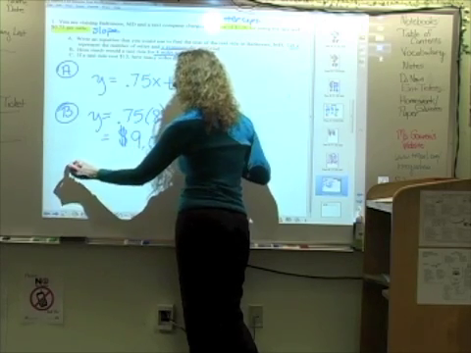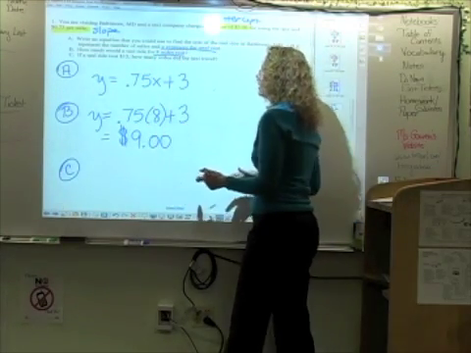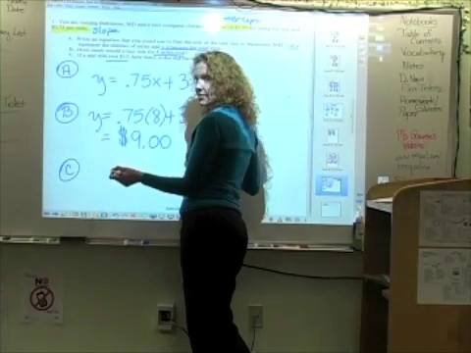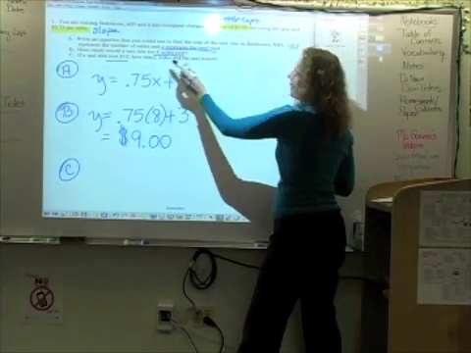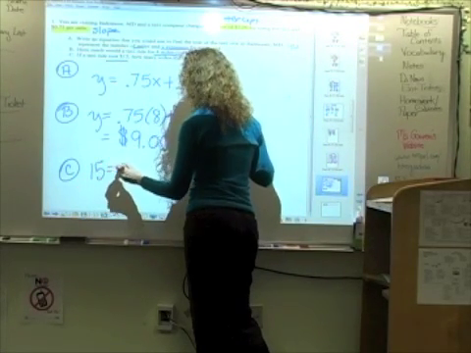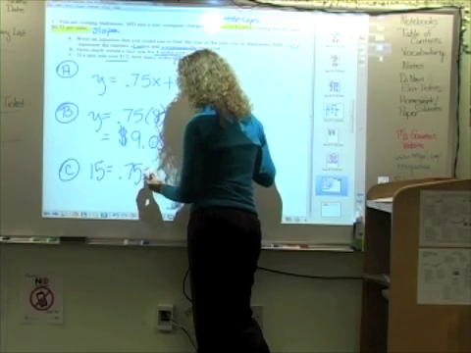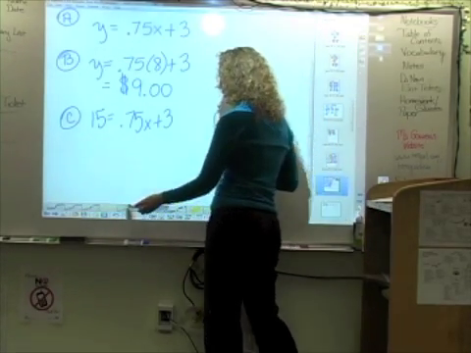Now, choice C. Taxi was $15. How much did the taxi travel? So my cost is 15. We've already determined that x is the miles and y is the cost. So 15 is my y, equals 0.75x plus 3. So now I'm solving for x.